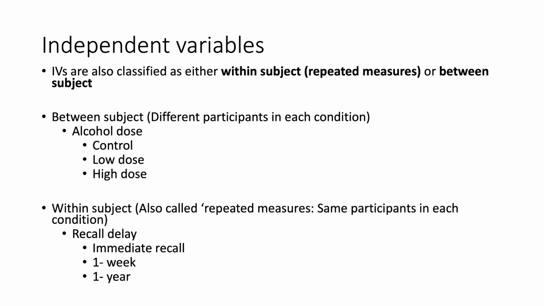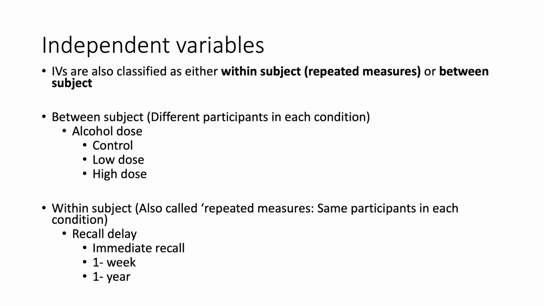Now, independent variables are also classified as either within subject, which is sometimes referred to as repeated measures, or between subject. And it's important that you start to get a feel for the difference between within and between subject variables and what the different advantages and disadvantages are to be able to use those different variables in studies that you may well want to conduct yourself.